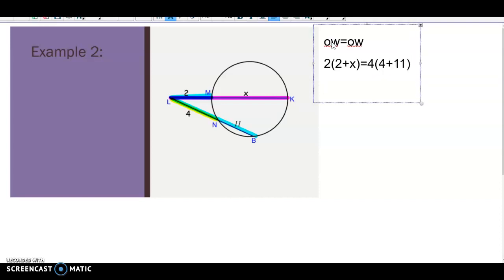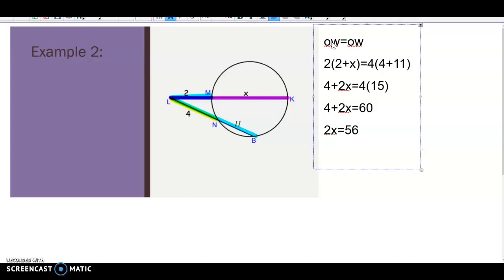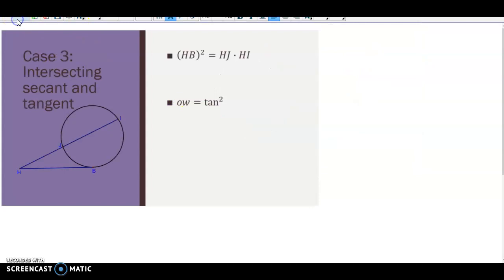So we can go ahead and distribute here. We have 2 times 2, which is 4, plus 2 times x, which is just 2x. And then we have 4 times 15. So I'm just going to write 4 plus 2x is equal to, and 4 times 15 is 60. We subtract 4 from both sides, and we get 2x is equal to 56. And then we divide by 2 on each side, and x is equal to 28. So we started off by identifying the outside and the inside so we could get the whole, and then we just plugged it into the correct formula.